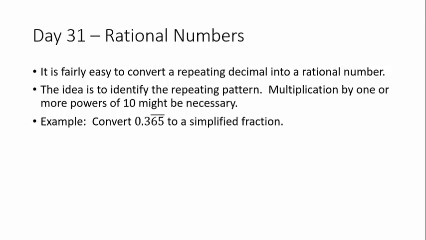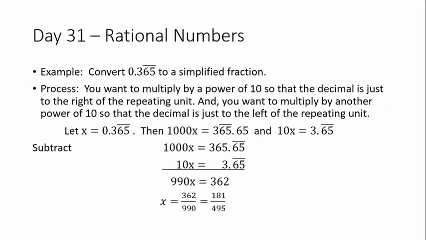Here's an example. We want to convert this decimal, 0.365 with the 65 repeating, into a simplified fraction. Notice what we do here. We're going to let x be the original decimal given to us. What I want to do is multiply so that the decimal is to the left of the repeating pattern and also just to the right of the repeating pattern. This is why I multiply by powers of 10.